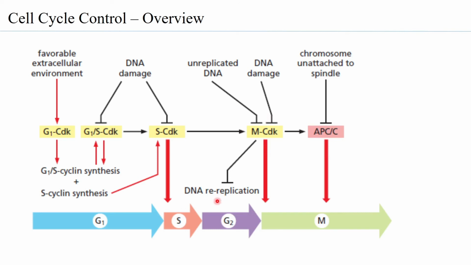Moreover, we know that DNA replication should happen only once. If the DNA replication has started twice in a cell cycle, again MCDK will not allow the cell to go to mitosis. This is something that is very clear. Then of course the third transition phase does not involve the CDKs, but it involves APC, that is the anaphase promoting complex, and its activity is taken care of at the metaphase anaphase transition.